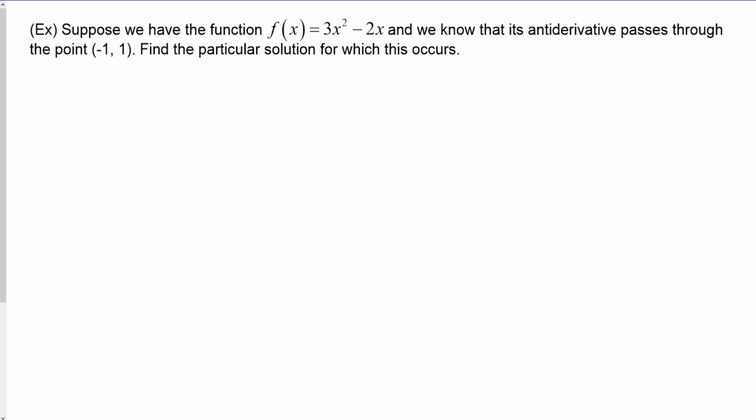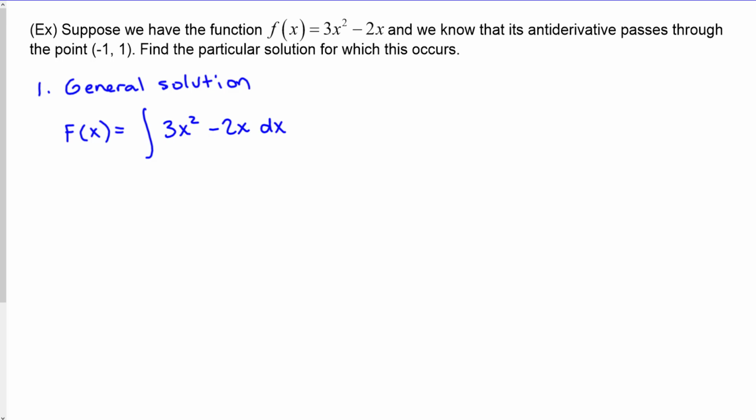So the first thing that we have to do is find the general solution. This is the part that involves finding the antiderivative, tacking on a plus c in the end. So the antiderivative, capital F of x, is going to be the antiderivative of 3x squared minus 2x dx.